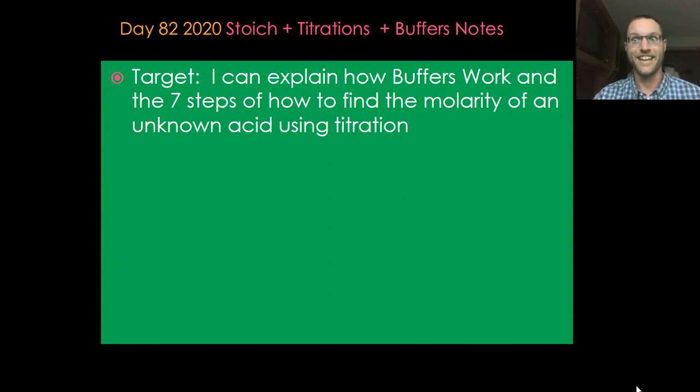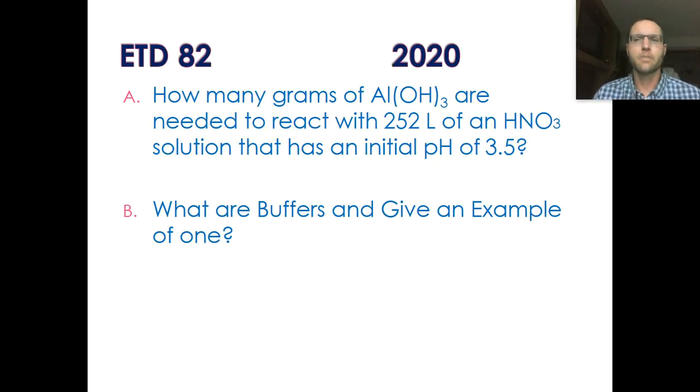Now, a key thing is you should be able to solve problems like this. I've got some aluminum hydroxide, I've got some nitric acid, and something about pH. The next one, of course, is I want to know what buffers are, and you should be able to give examples of at least one, or maybe a couple of these, right? So, pause me, write down the question, and then we'll take it on together, right?